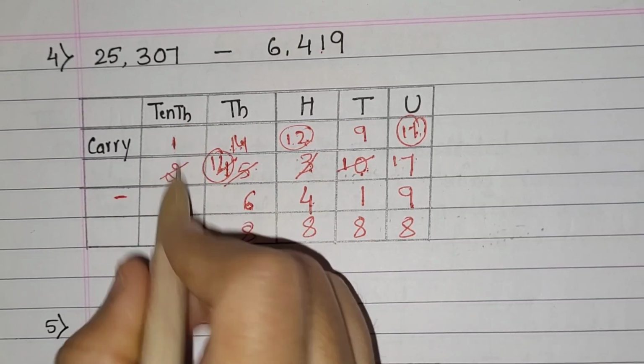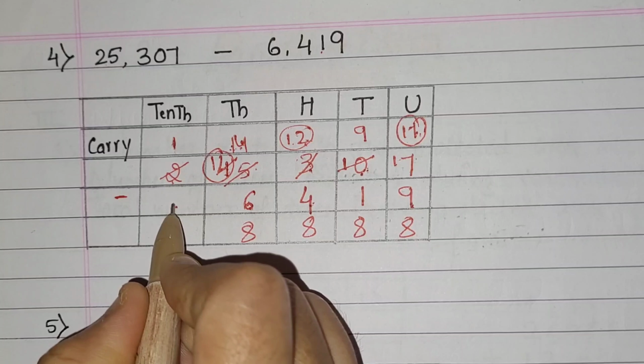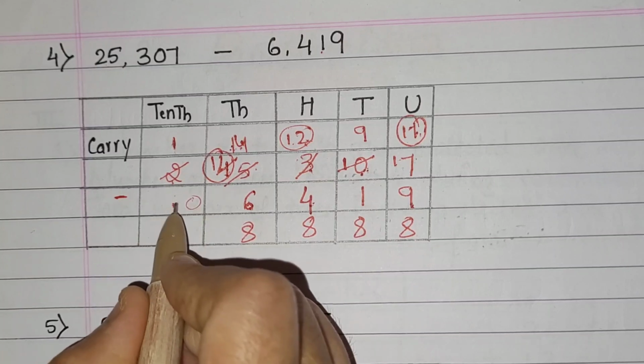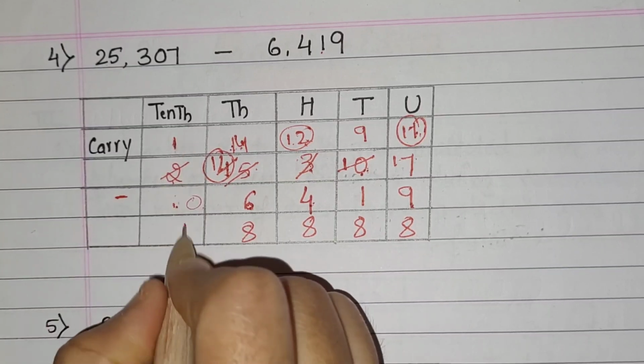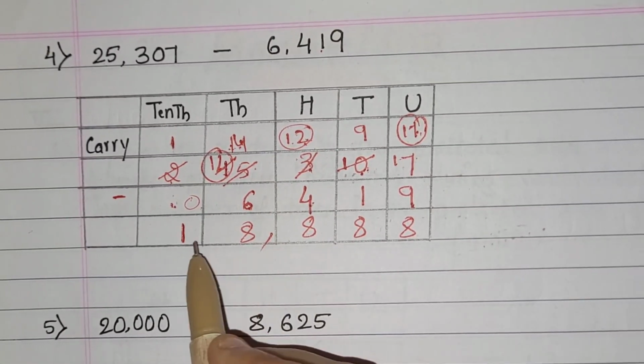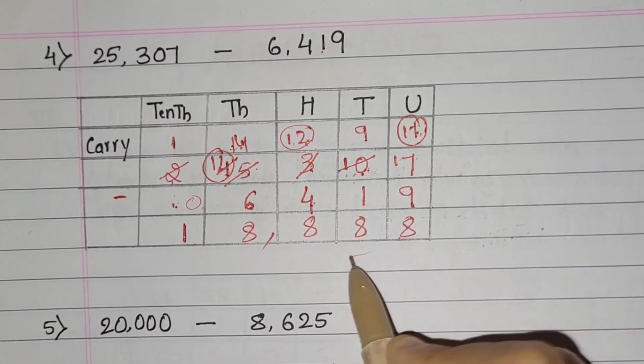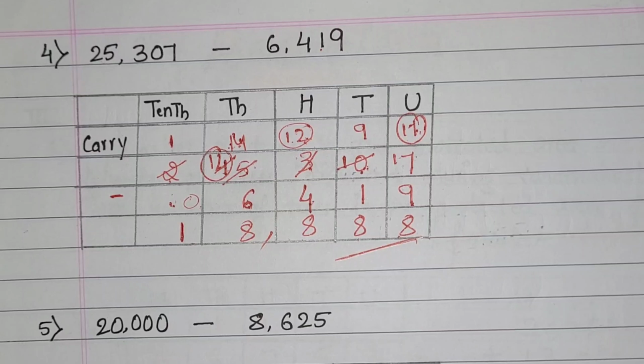Now just come to this place. Here we don't have anything, which means we have to consider it as a 0. So 1 minus 0 is 1. So now let's put the comma. 18,888 is your answer. Got it, children? Okay, you can write it directly without writing the place value chart.